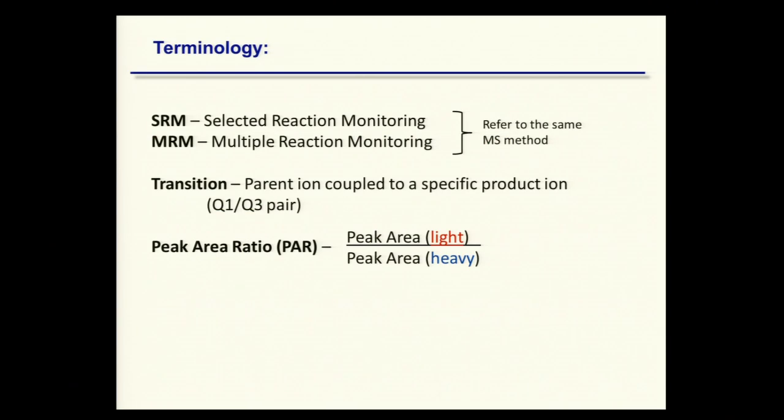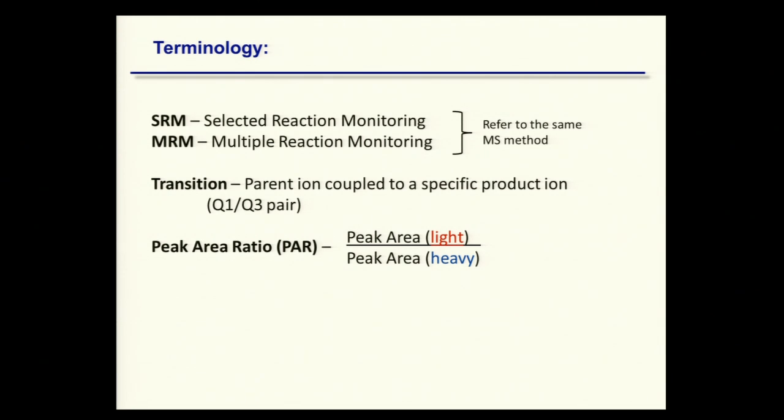So before we go any further, I'd like to introduce some terminology here, because we're going to use these abbreviations a lot. Selected reaction monitoring or multiple reaction monitoring, in other words, SRM or MRM, are the two acronyms used a lot, but both of them really refer to the same mass spec method. Selected reaction monitoring is the singular form, multiple reaction monitoring is the plural form of the method.